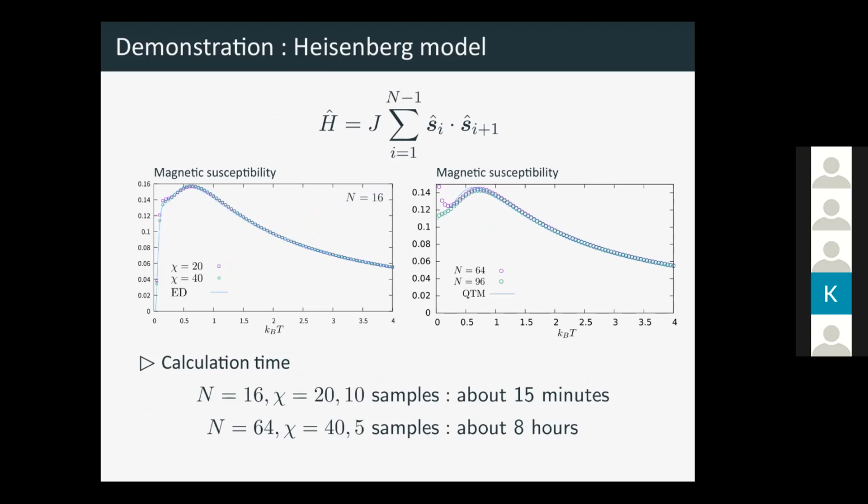And we also do the same demonstration for the Heisenberg chain as well. And you can see that they are also in good agreement with the exact result. So for example, the typical calculation time required for our method is about 15 minutes for 16 sites and about 8 hours for 64 sites on the laptop in the laboratory. And this system size is not reachable for the usual TPQ method.